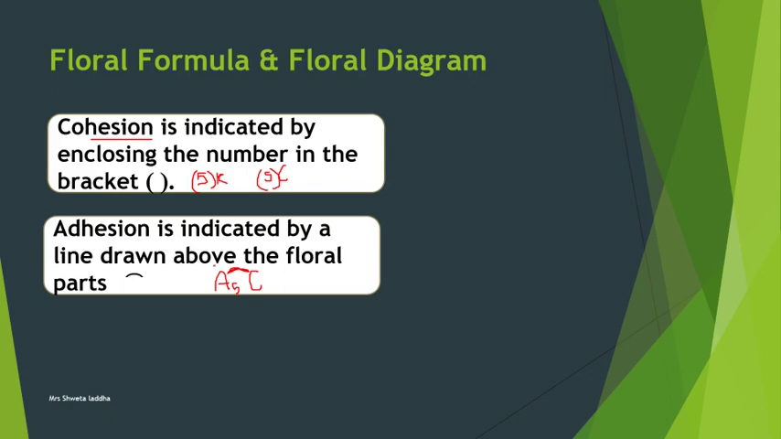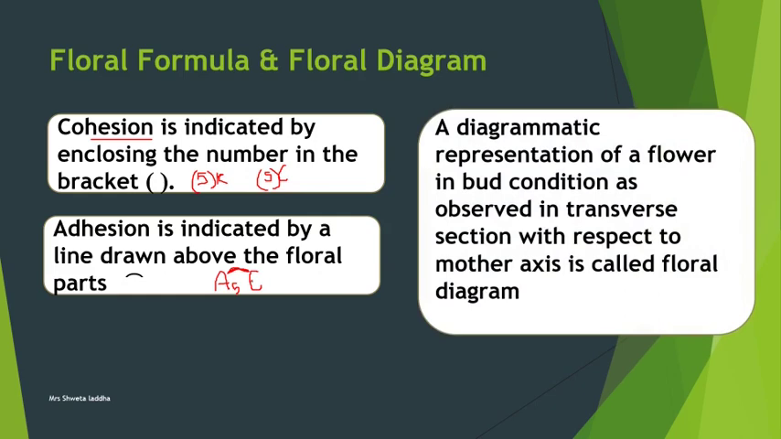Adhesion is indicated by a line, or we can say a bracket, drawn above, which shows joining between the androecium and the petals, the corolla. So this is about cohesion and adhesion. And now when we represent the flower diagrammatically, as it is observed in a transverse section with respect to the mother axis, it is called the floral diagram.